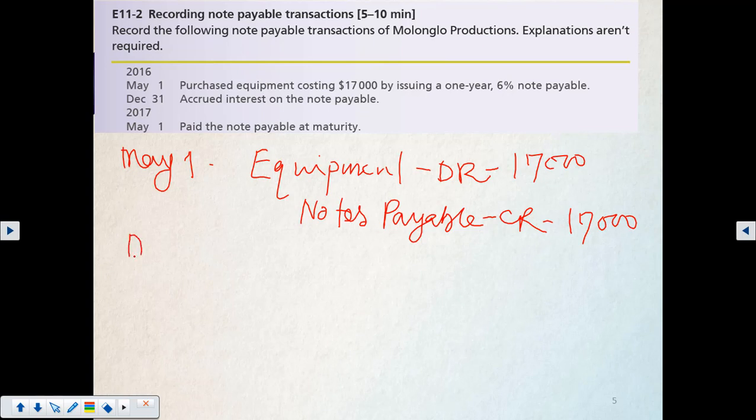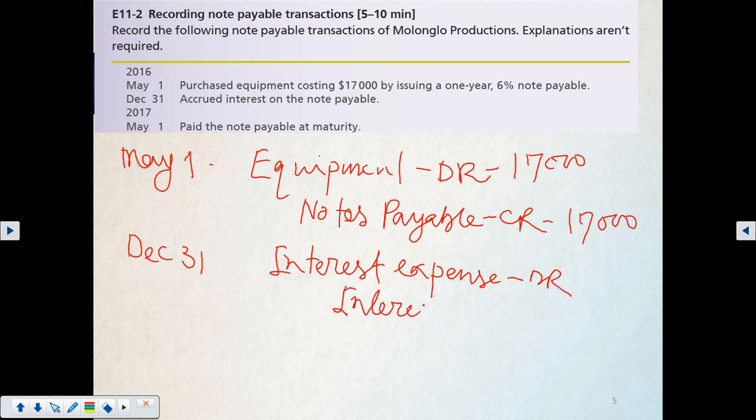December 31st. Accrued interest on the note payable. Interest expense debit, interest payable credit. What is that? Accrued interest is the same. You didn't pay the interest. That's the name of accrued interest, but you write interest payable.